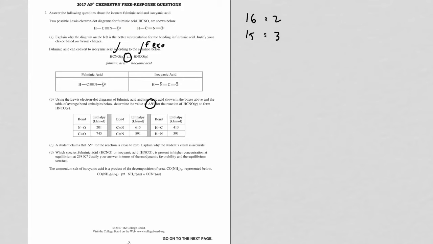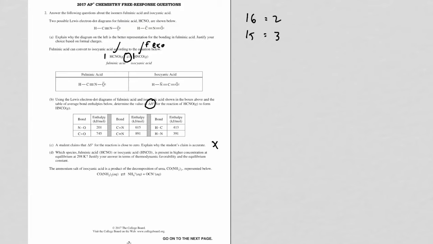All right. Student claims delta S is close to 0. Okay, this will not be on the AP, so I'm just going to give you the answer to this. The reason why is because you're going from 1 mole of a gas to 1 mole of a gas. So the number of moles of gas on both sides is the same, and they're similar molecules, and their structure would indicate that essentially there's no change in entropy.